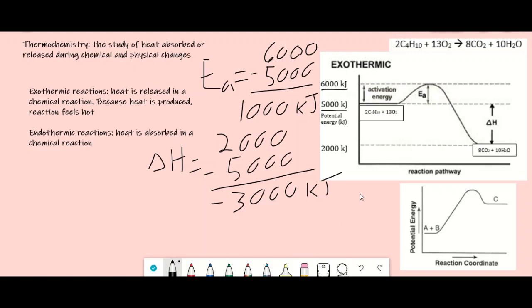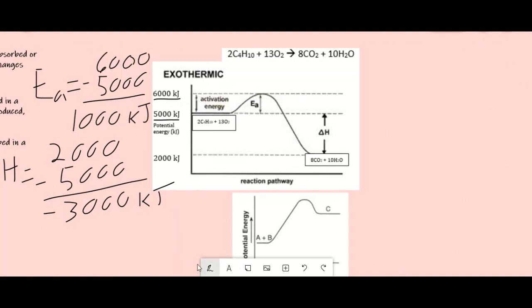If you had an equation, you'd actually write this 3,000 kilojoules on the product side, because it's being released. So let me move this over here and write this. Even though it's negative here, it's not going to show up as negative energy. It's just going to show on the product side.